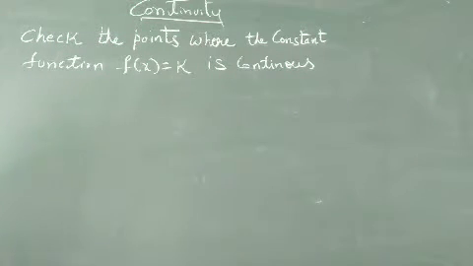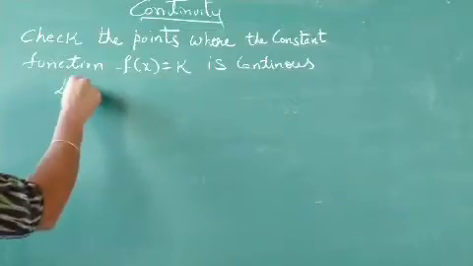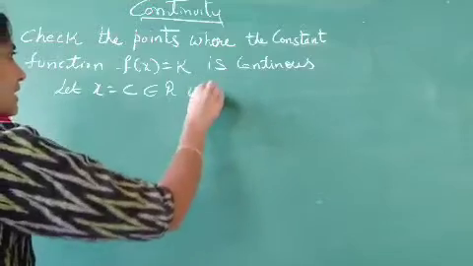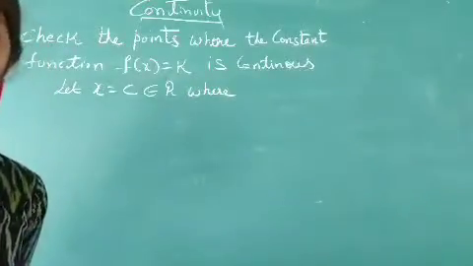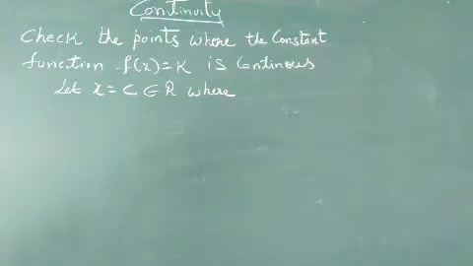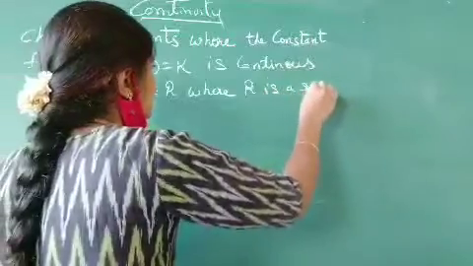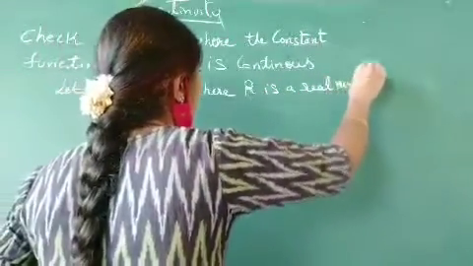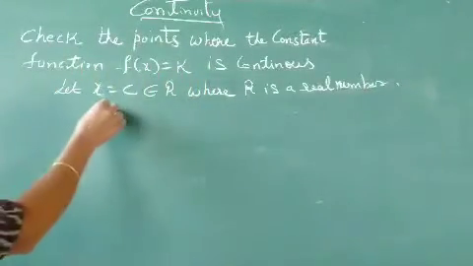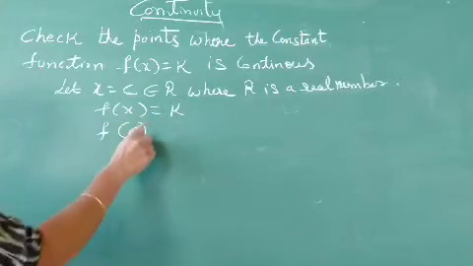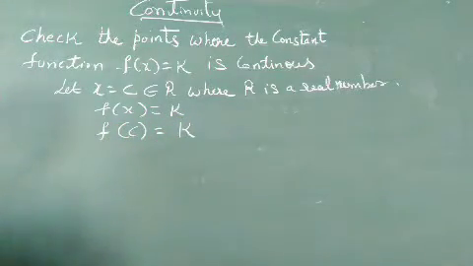Constant function is always a continuous function. Is it clear? So let x is equal to c which belongs to R. Wherever the point has not been given, consider c as the point where c belongs to the real numbers. F of x is equal to k. Find f of c. F of c is equal to k.